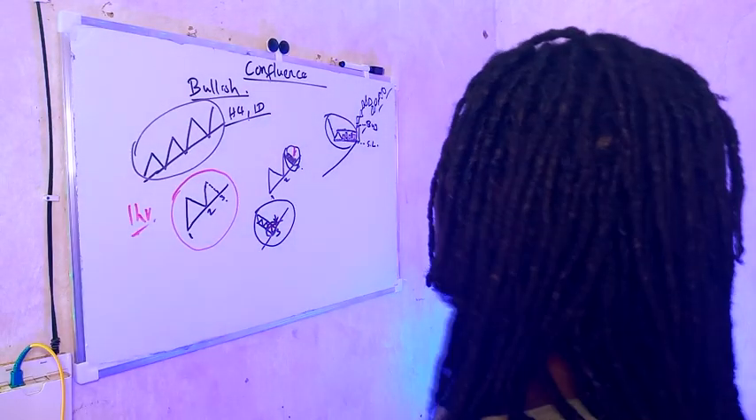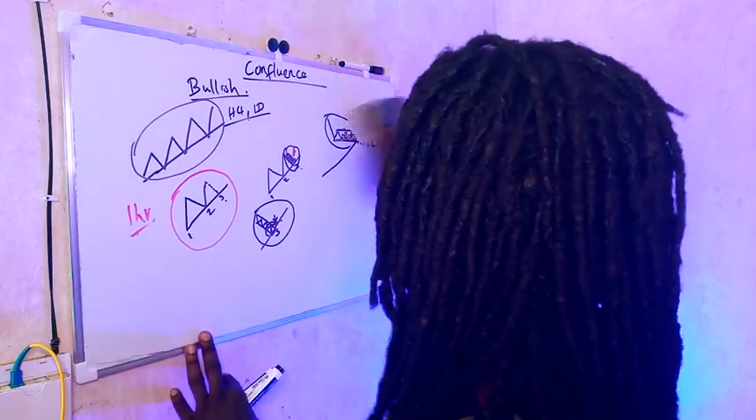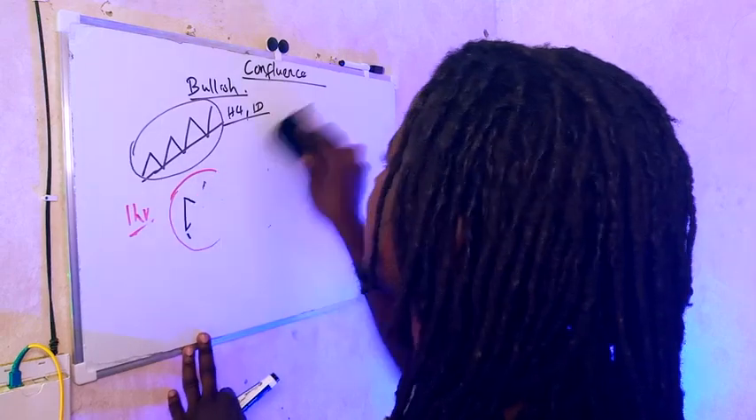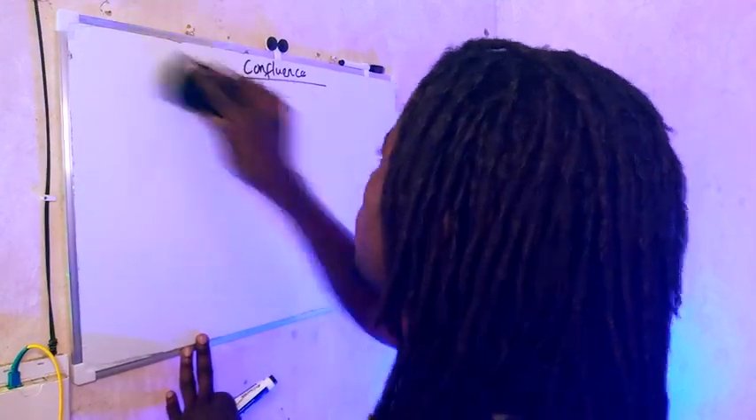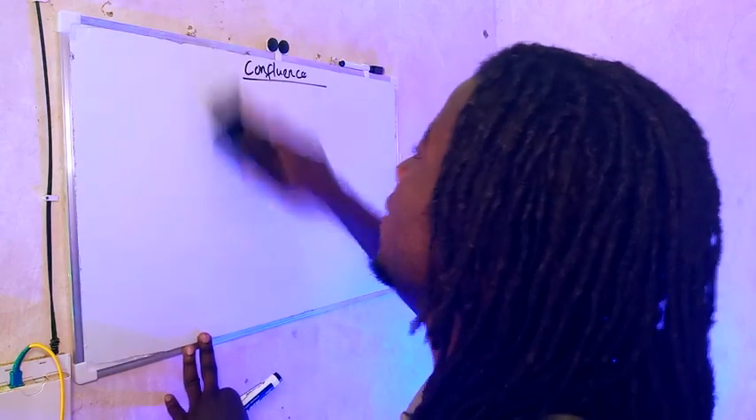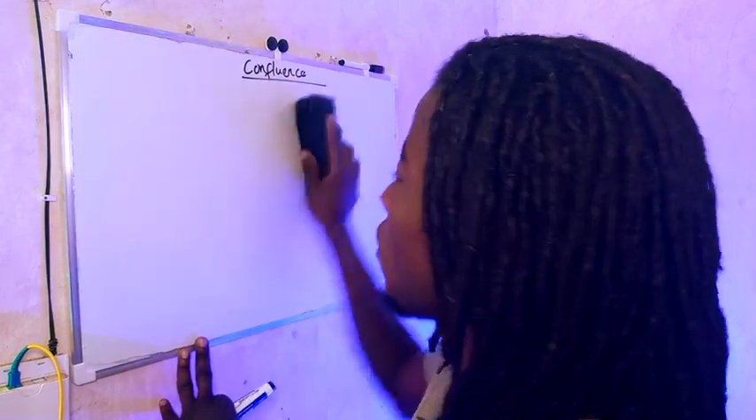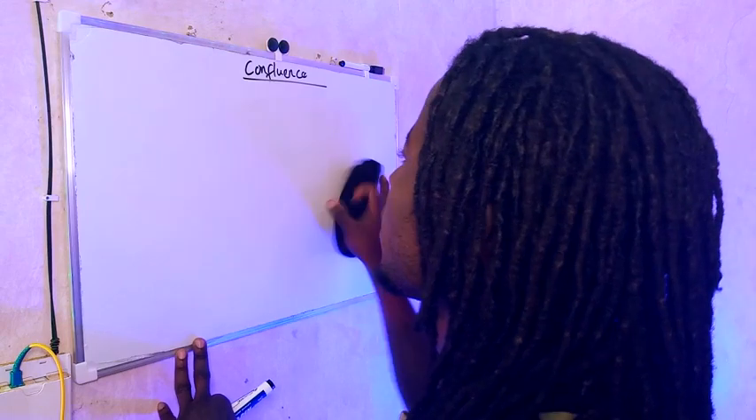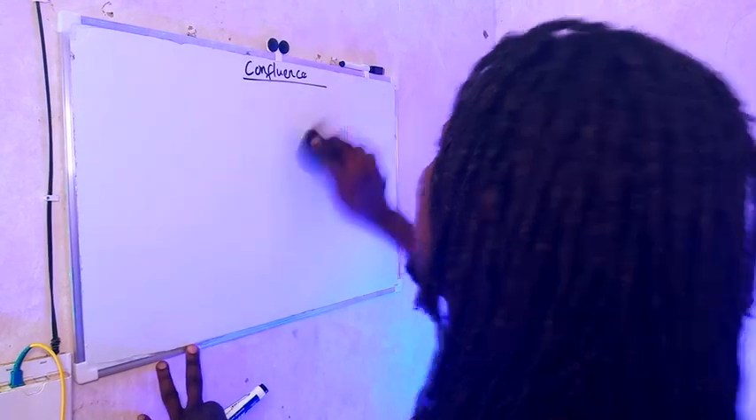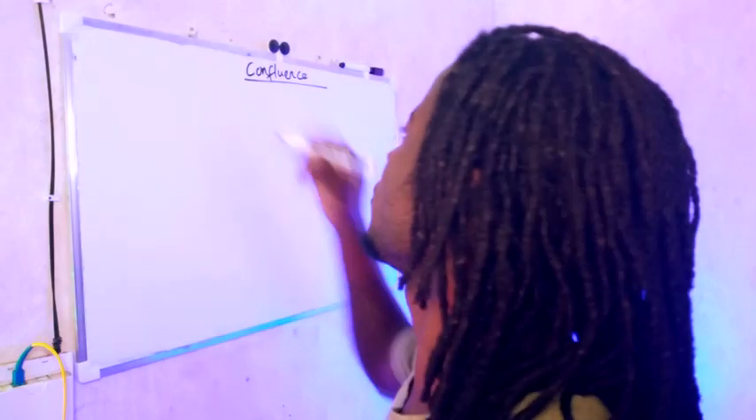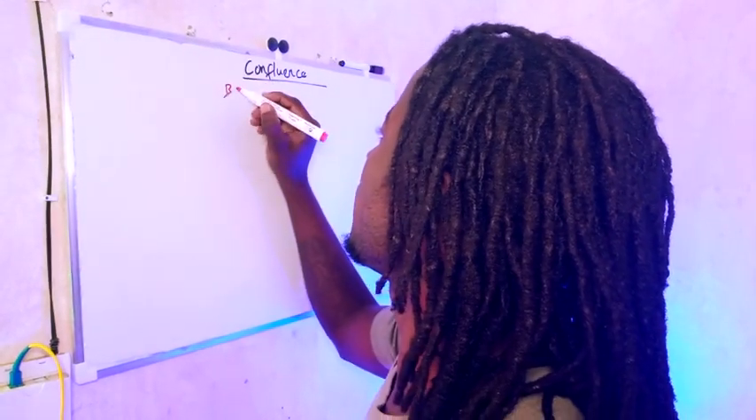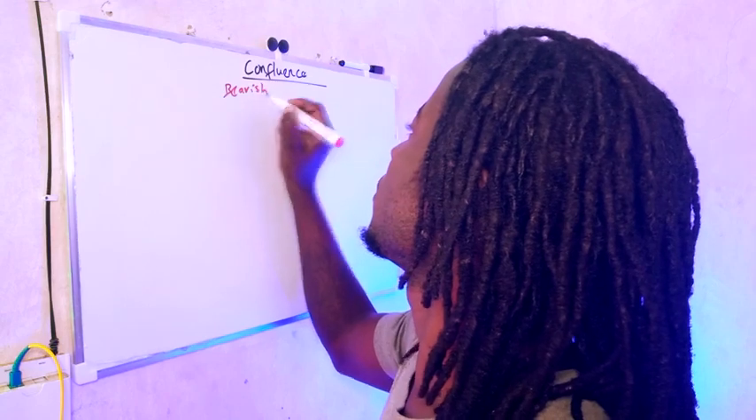Right, so let's go back and try to analyze a bearish market structure. Now magnify and simplify everything. This is now the confluence. Now we want to talk about bearish structures.